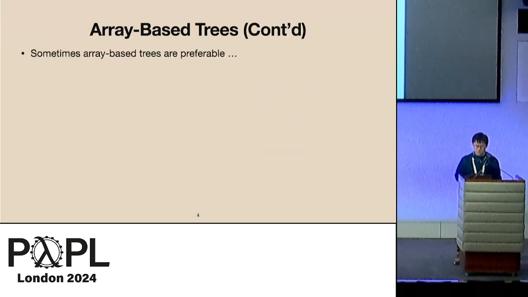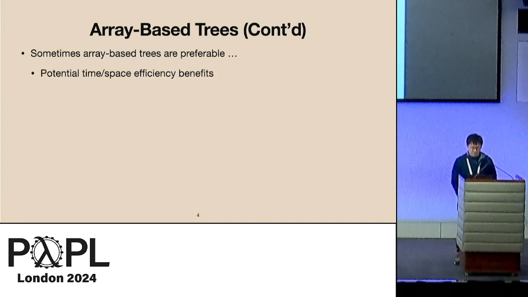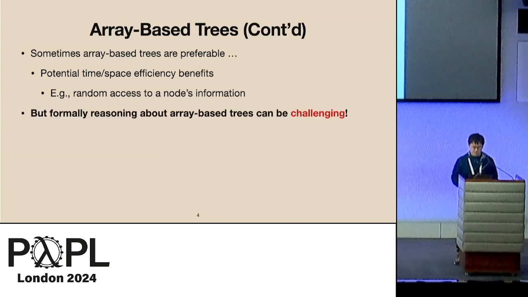And sometimes array-based trees are preferable to the more conventional pointer-based ones. There can be different reasons to prefer array-based trees, and one of them is that array-based trees may enjoy time or space efficiency. For example, it takes only constant time to access the information of some node on an array-based tree, because array access takes only constant time. But for pointer-based ones, the access may require a linear time tree traversal. However, while there is much work about verifying programs that operate with pointer-based trees, formally reasoning about array-based trees can pose some new challenges.